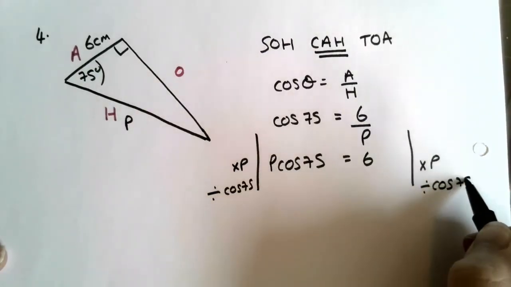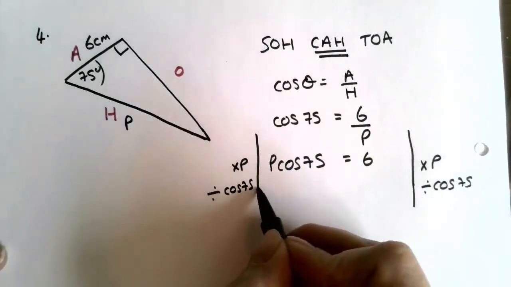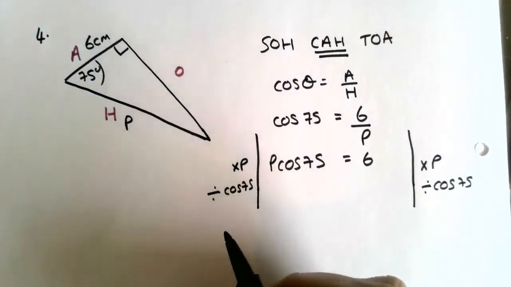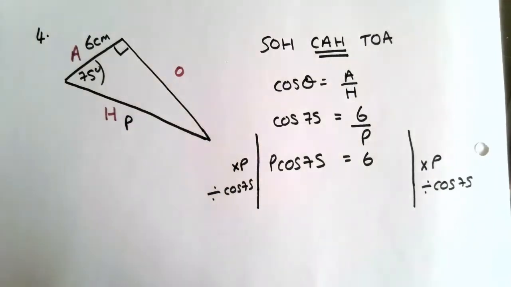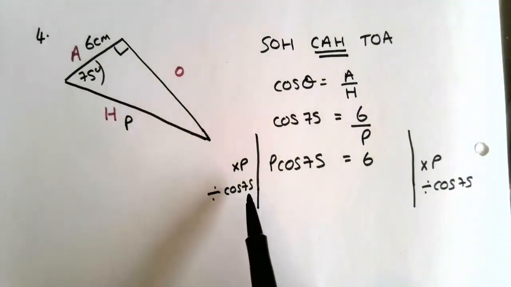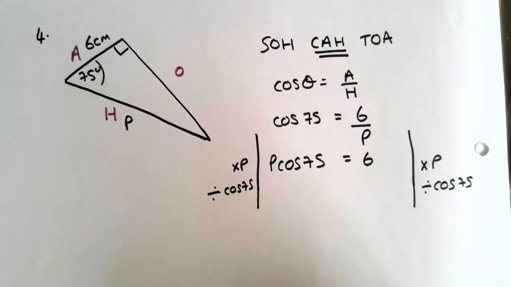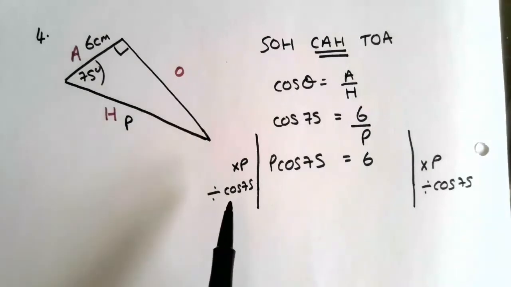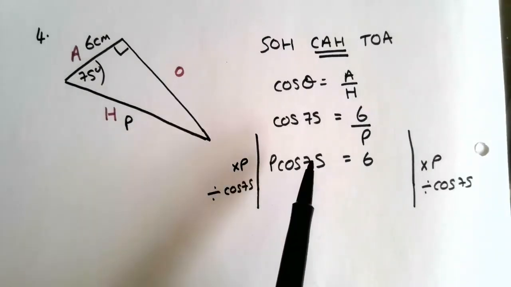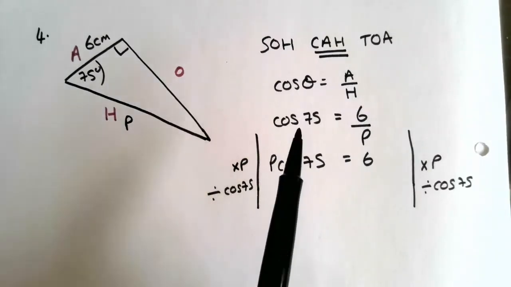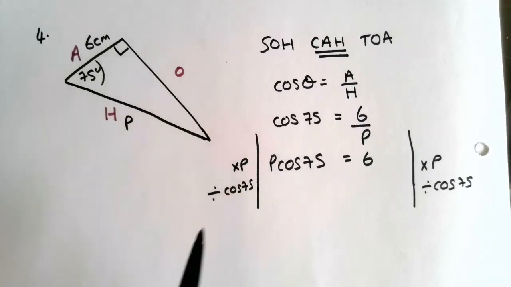Now some people sometimes don't like that. Cos 75 is just a number, so if you take your calculator and type cos 75 and hit equals, it is just a number, so it is just the same as dividing by a number. So if you really hate that, then you could add in an extra step in between where you're writing out what the value of cos 75 is, but you're going to lose a little bit of the accuracy in your answer if you do that, because you'll end up having to round.